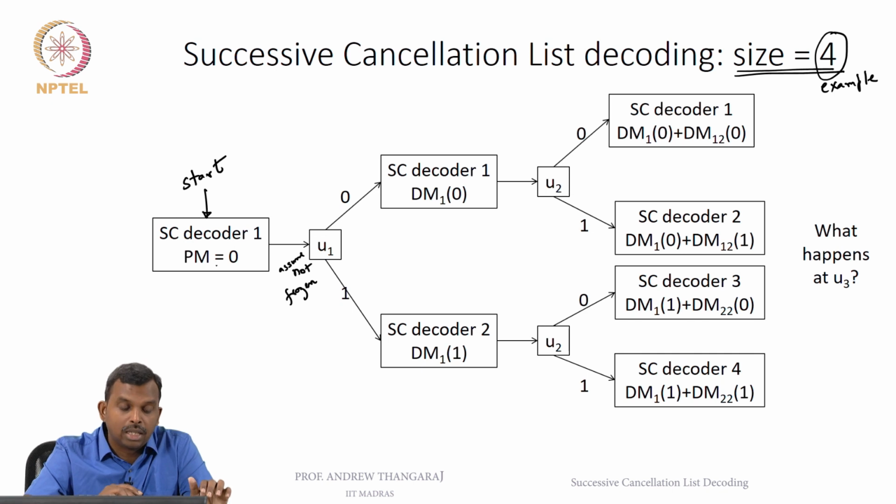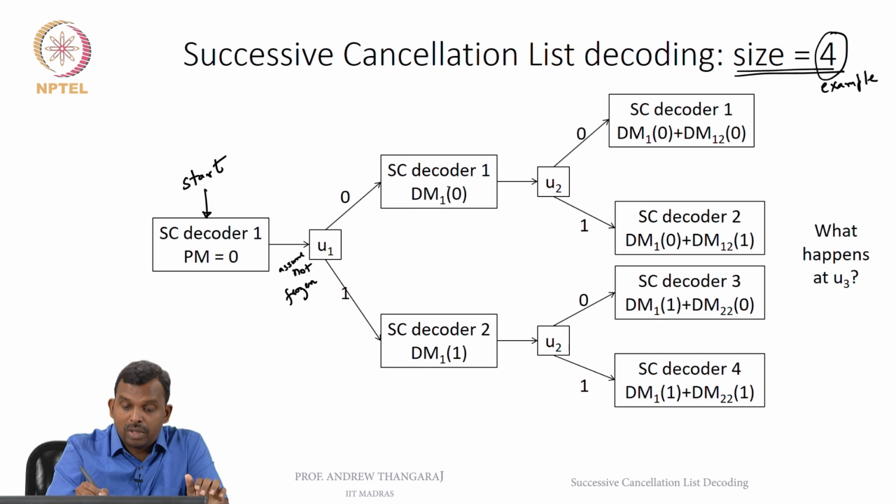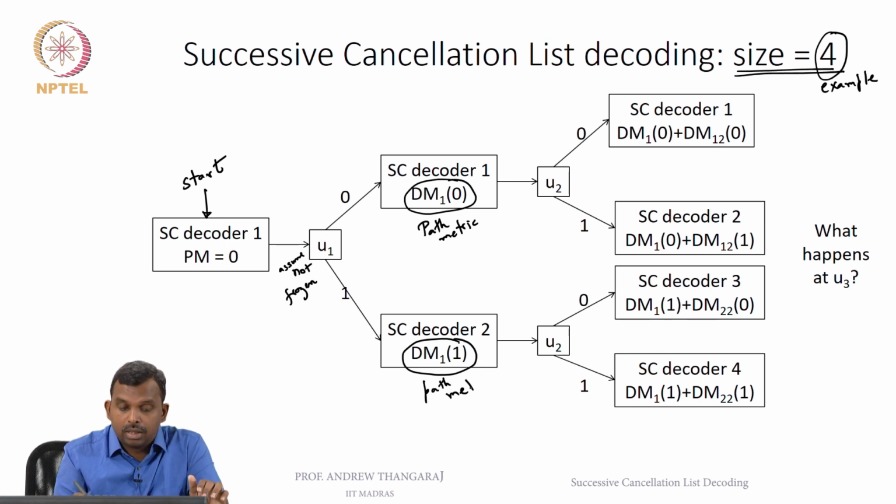It gets added to the path metric. So the whole path metric becomes dm1 of 0. Remember, this is always the path metric, the sum of all the decision metrics. One of these will be 0 depending on the sign of the L of u1, but the other will be non-zero. So you have two successive cancellation decoders now.